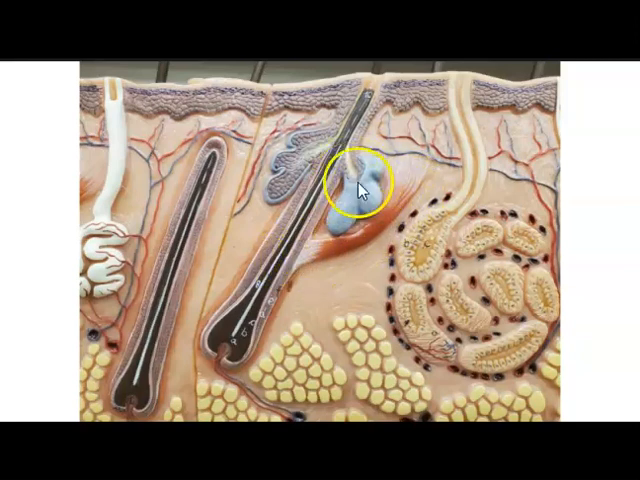We have our sebaceous glands that will empty into the hair follicle, and then here we have our sweat glands, again, which is a type of exocrine gland. We know it has a duct that will secrete its contents onto the surface of the skin. And we have our little adipocytes making up our adipose tissue.